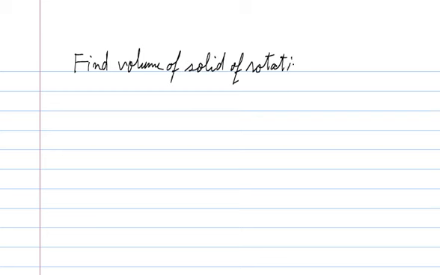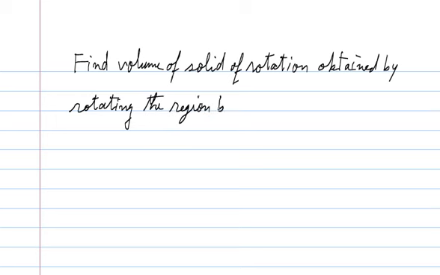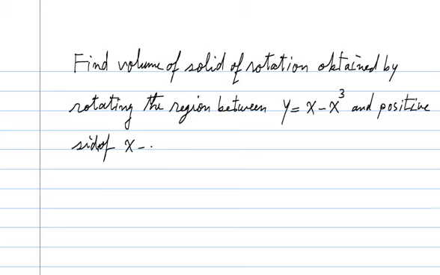Suppose you were asked to find the volume of the solid of rotation obtained by rotating the region between y is equal to x minus x cubed and the positive side of the x-axis about the y-axis.